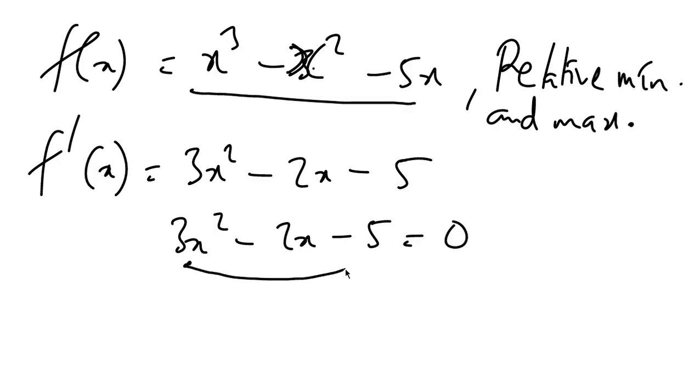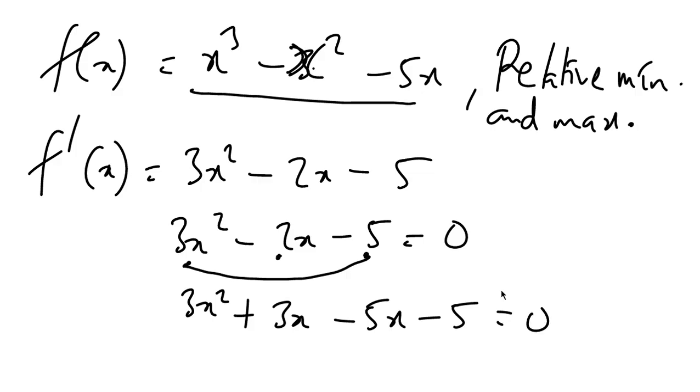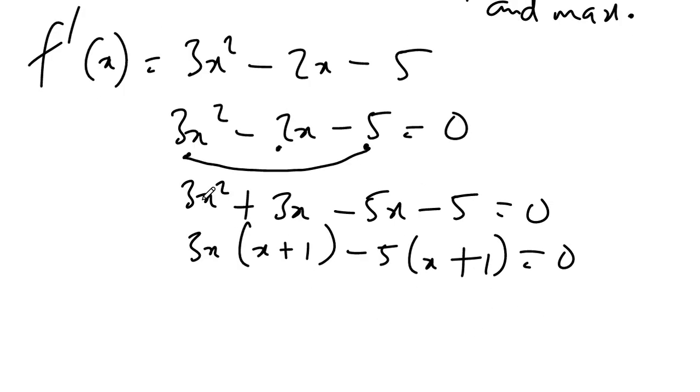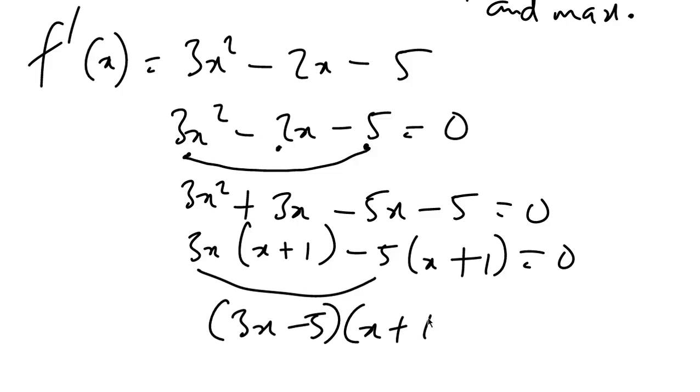Look for two numbers that will multiply to give negative 15 and add to give negative 2, and that's simply 3 and minus 5, right? Because 3 minus 5 is what? Minus 2, and 3 times minus 5 is what? Minus 15. So that's 3x squared plus 3x minus 5x minus 5 is equal to 0. On factorization, what are you getting? That will be 3x into x plus 1 minus 5 into x plus 1 is equal to 0. Bring things together. That will be 3x minus 5 into x plus 1 equal to 0.